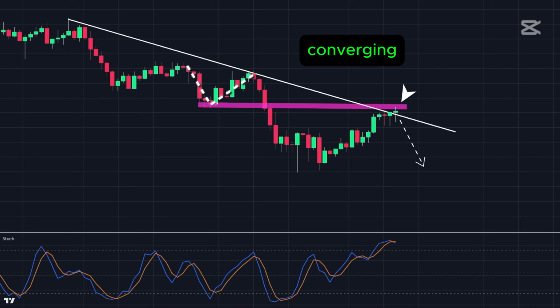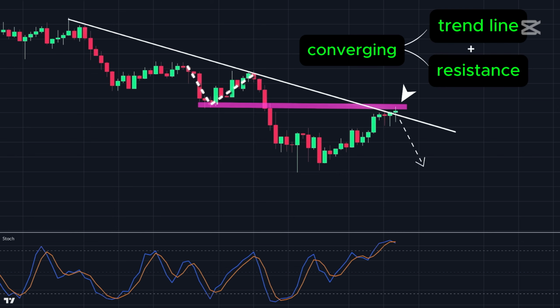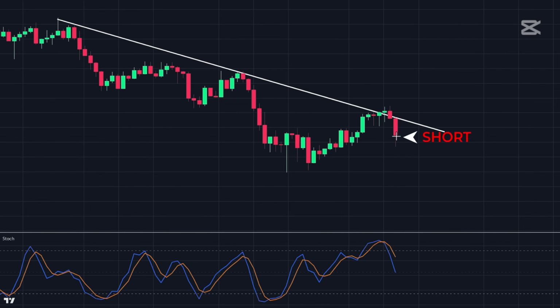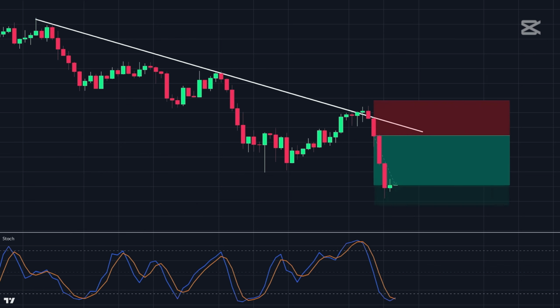The final confirmation is to wait for the stochastic to cut back into the overbought zone. When this happens, I enter a sell order. Next, place the stop loss above the most recent high. Take profit at a level twice the stop loss. As you can see, the price dropped sharply and hit the take profit level.